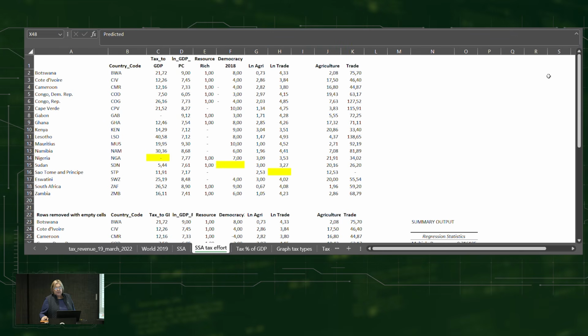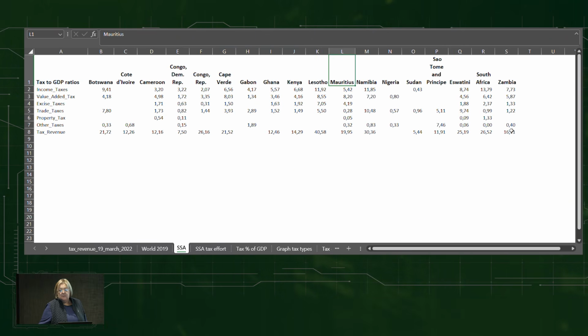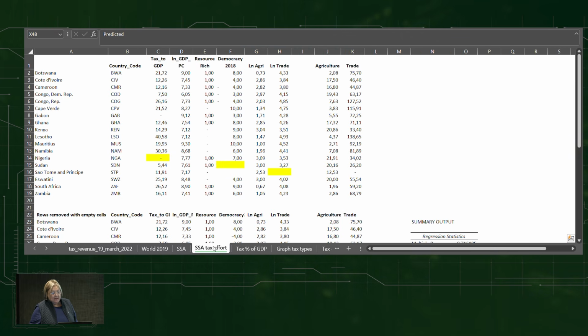Then, if you want to look at the SSA Sub-Saharan tax effort, you'll see it's been put together here with country codes and countries here. Oh, and so this selection, you need to make sure that you include all the Sub-Saharan African countries here. And then if you look at the data you're going to use for your regression, you are going to look at your tax to GDP, you're going to look at your log of GDP per capita, how resource rich your country is.